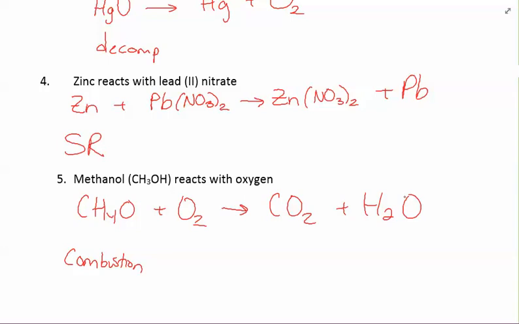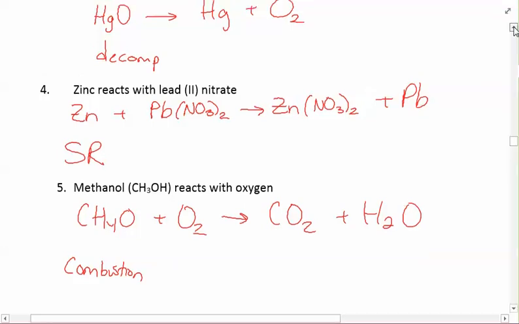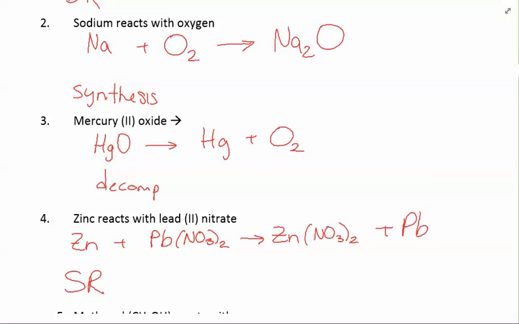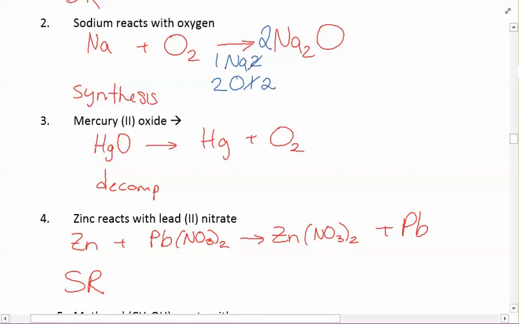Now, we do need to make sure we're balancing these. I think we forgot to balance 2 and 3. So in order to balance number 2, right now we have 2 sodiums and 1 sodium, and then 2 oxygens and 1 oxygen. So it's going to be a little tricky. I need a 2 there to balance my oxygen, which gives me 4 sodiums. So I'm going to put a 4 in front of my sodiums.